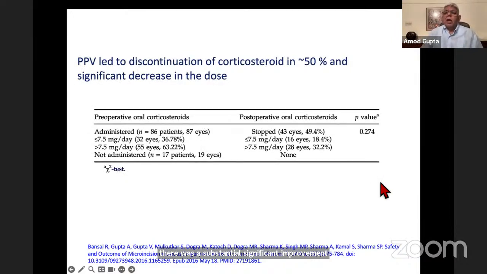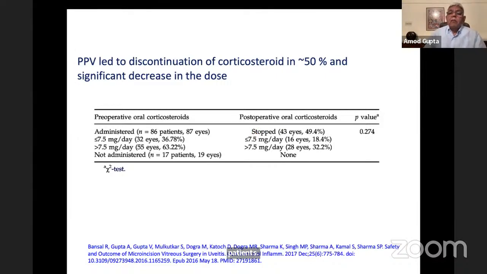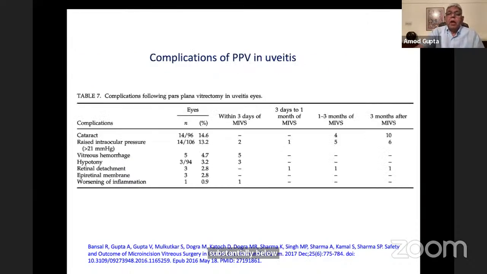And more importantly, and I think this will be very interesting to note, pars plana vitreous surgery led to discontinuation of corticosteroid therapy in almost 50% of the patients. Nearly 86 patients out of the cohort of 103 were already on corticosteroids when we did the pars plana vitreous surgery, and in almost 50% of the patients we could stop altogether the use of corticosteroids. And in other cases, we could bring down the dose substantially below the safe limit of 7.5 milligrams.